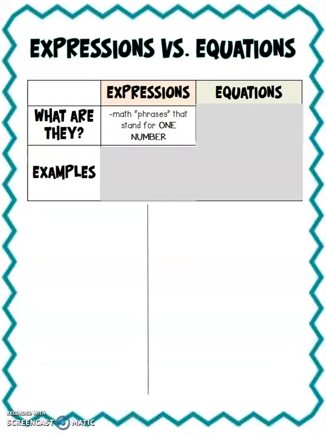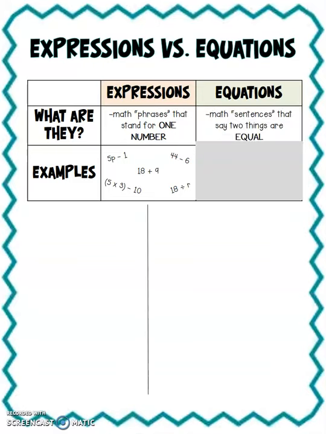First, an expression. This is a math phrase that stands for one number. And you might see examples of expressions like this: 44 minus 6, or 18 plus 9, or 18 divided by r. All of those are expressions because they're shorter sets of math directions that represent one number.